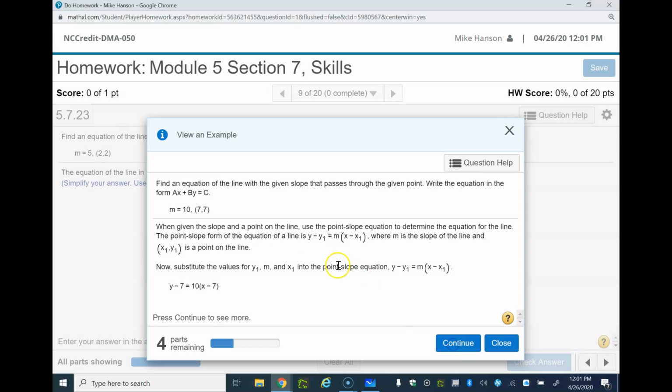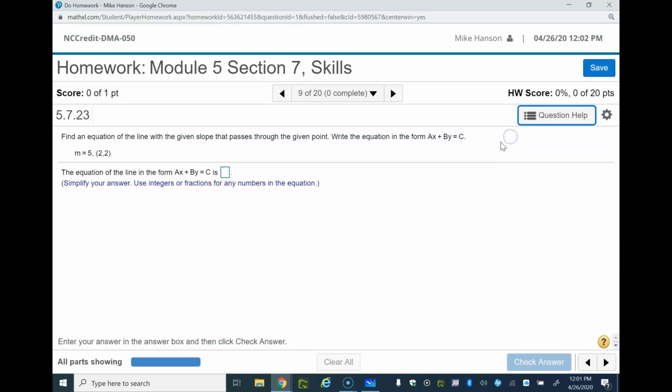So if you want to click on view the example and follow the way they did it, and you've seen this point slope is easier, it's fine. But I'm not going to be doing point slope. I'm going to stay with the y equals mx plus b and show you an example of that one.